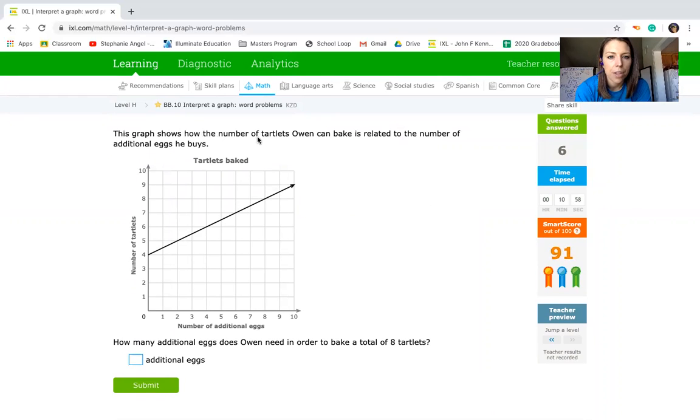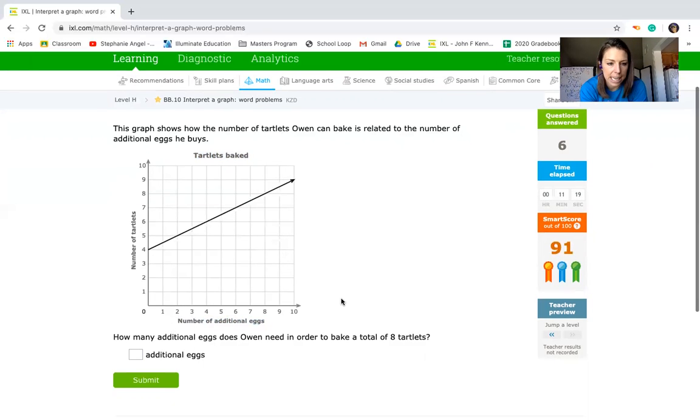This graph shows how the number of tartlets Owen can bake is related to the number of additional eggs he buys. So a tartlet is like a little baked round. I watch a lot of baking shows, so that's how I know that. All right, so here we go. The entire graph represents tartlets baked. So how many he bakes compared to the number of additional eggs he needs.